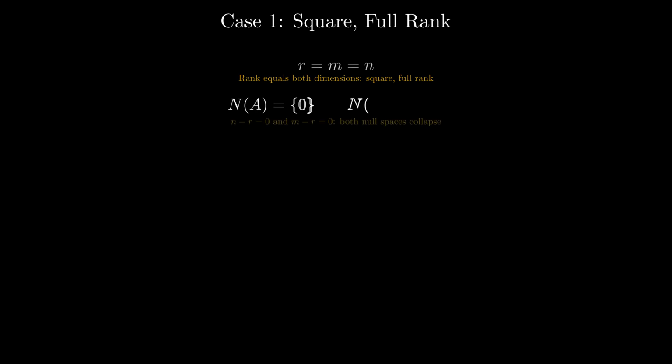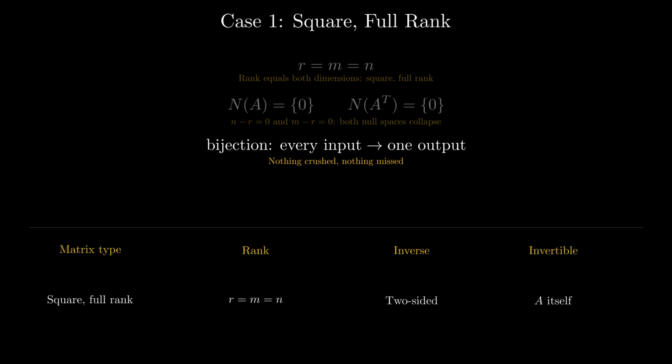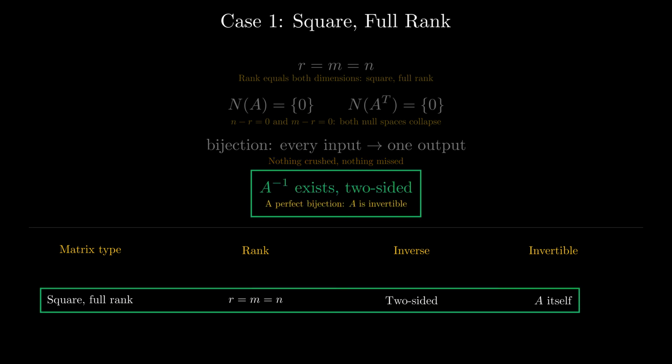Now that these spaces shrink and grow with r, let's see exactly what r decides. The first case is the special one, r equals m equals n. The matrix is square and full rank. Both null spaces collapse to just the 0 vector. Nothing is crushed. Nothing is missed. Every input maps to exactly one output, and every output traces back to exactly one input. A perfect bijection. Here A itself is invertible with a true two-sided inverse.